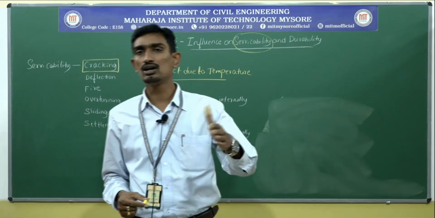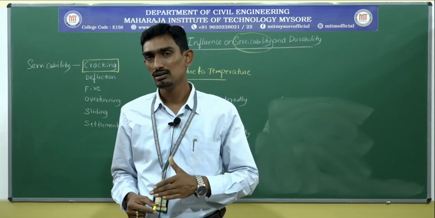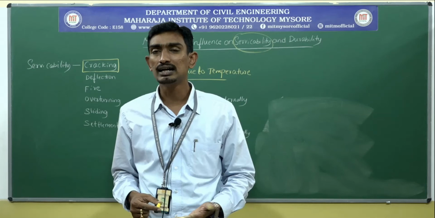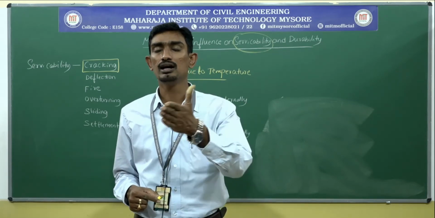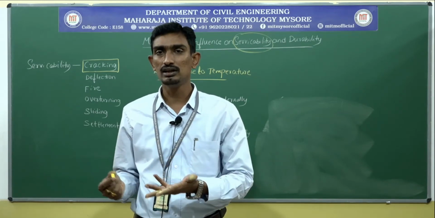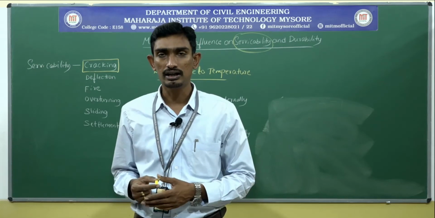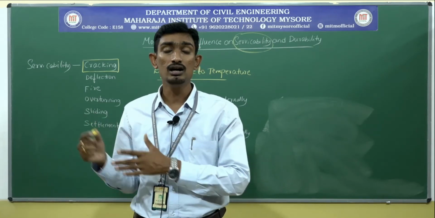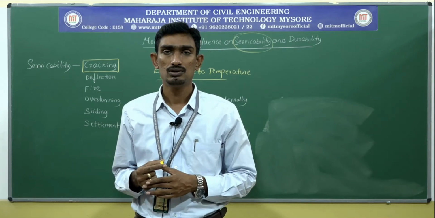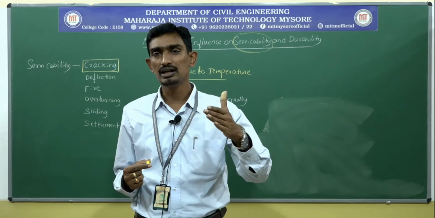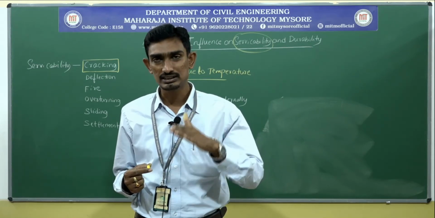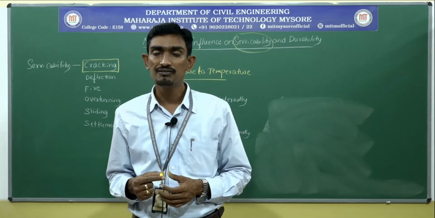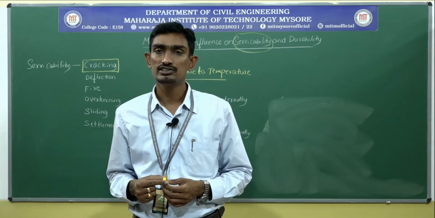Whatever the concrete I have poured at a certain temperature, that temperature may decrease or increase depending upon the climatic conditions. For example, if you pour concrete at a lesser temperature, say in the November-December condition, the behavior of that concrete structure will be different when it comes to March. Because of this climatic condition variation, it may develop tensile stresses. Those tensile stresses will be reflected as surface cracks on the concrete structures.